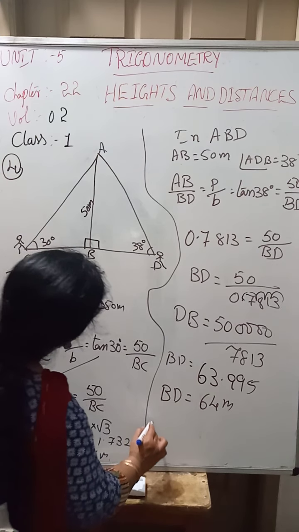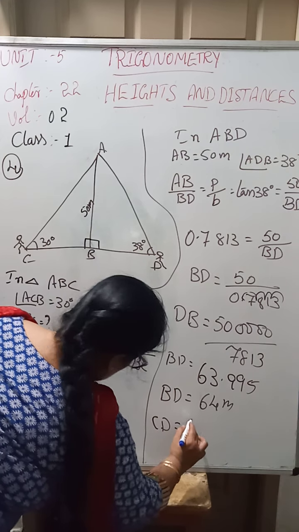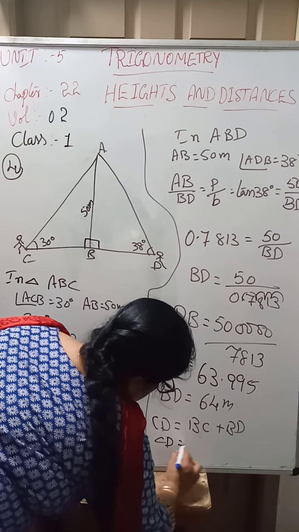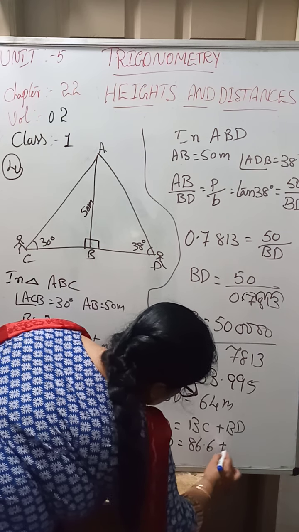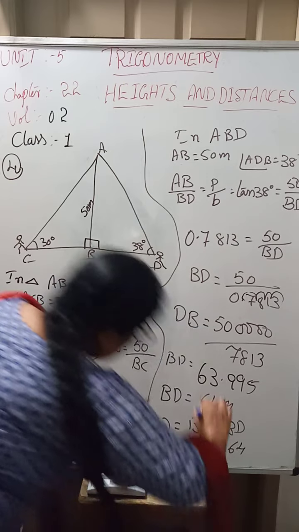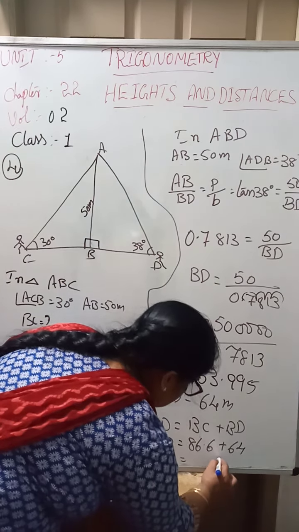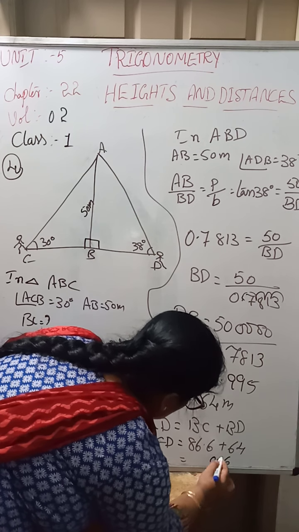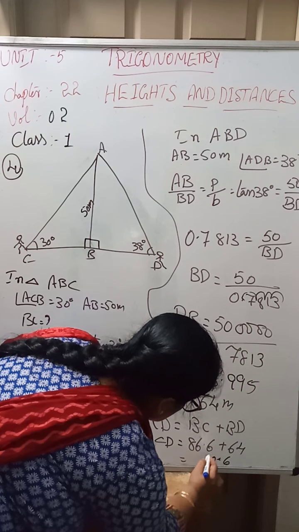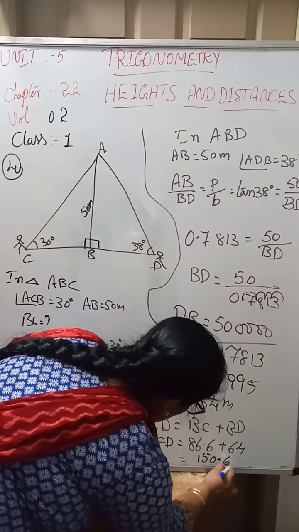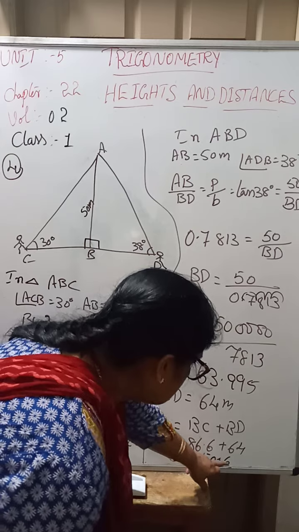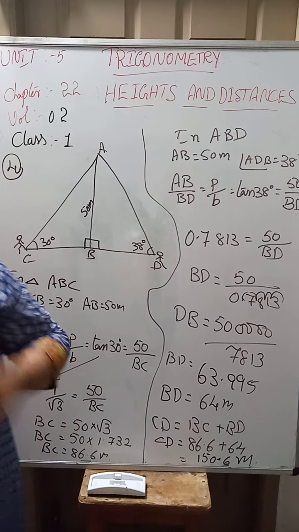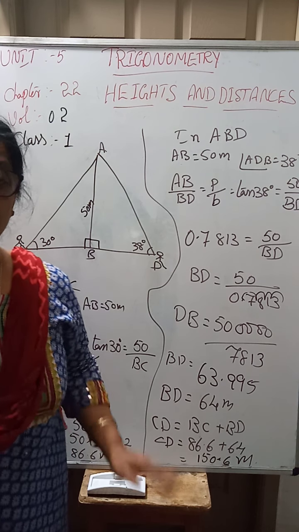Now we know that CD is equal to BC plus BD. That is CD is equal to 86.6 plus 64. When you add up, you will get 150.6 meters. Children, a few problems I will send you through PDF and you have to try them out.